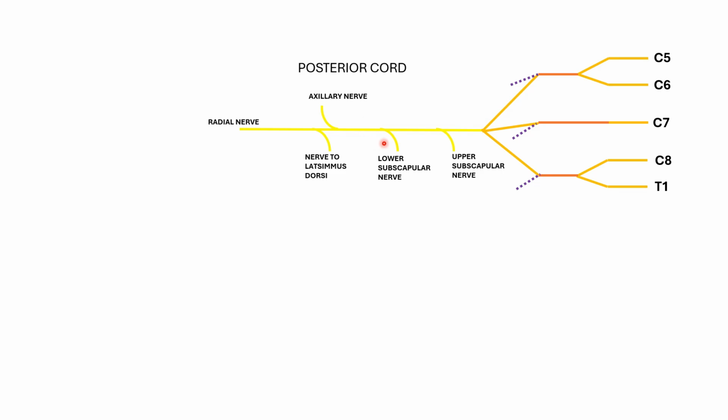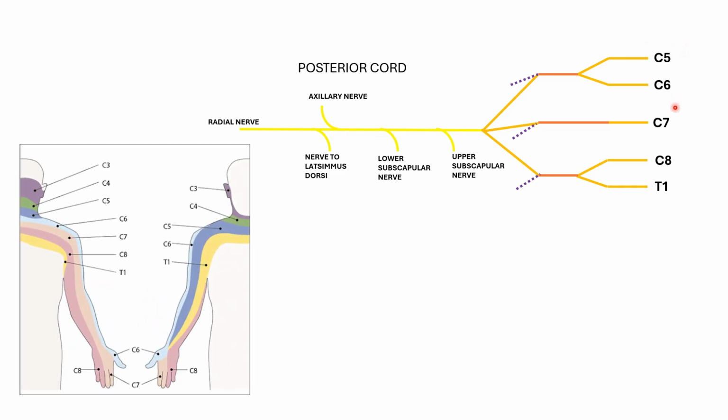Now though the posterior cord is contributed by all the roots, that is the C5, C6, C7, C8 and T1, the root value of axillary nerve, we say it as C5 and C6. And why do we say so? Let us look at this segmental innervation. So in the region supplied by the axillary nerve, the segmental innervation is mainly by the C5 and C6 spinal segments. So the axillary nerve carries these fibers, that is C5 and C6. So hence we say the root value of axillary nerve as C5 and C6.